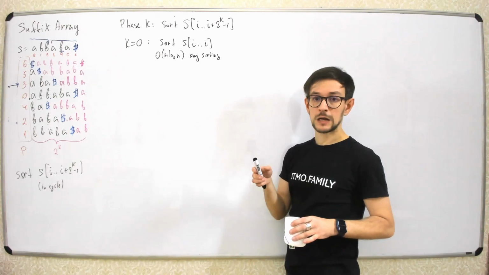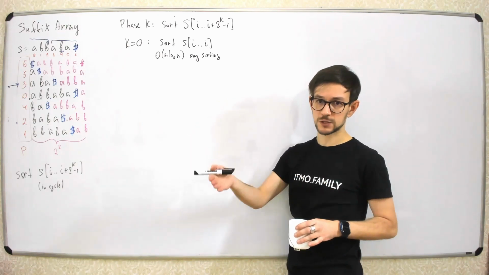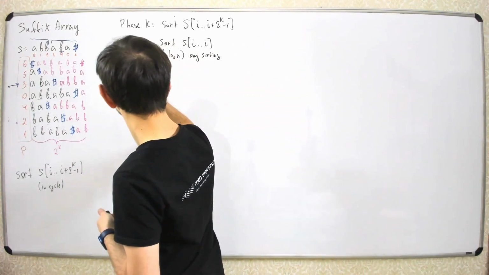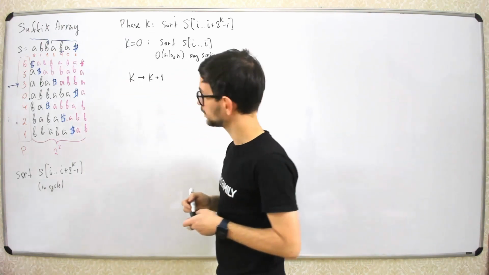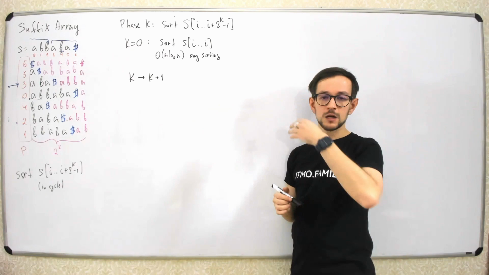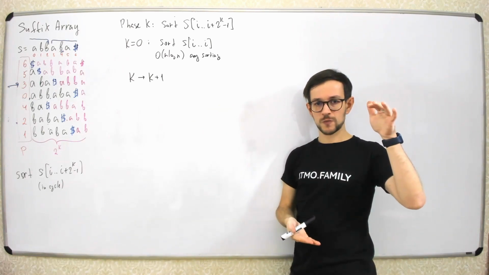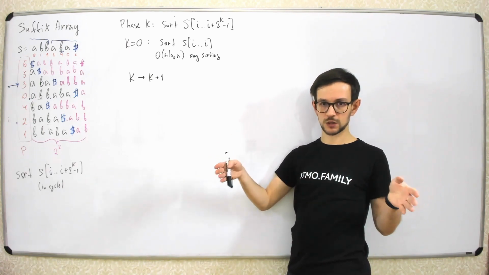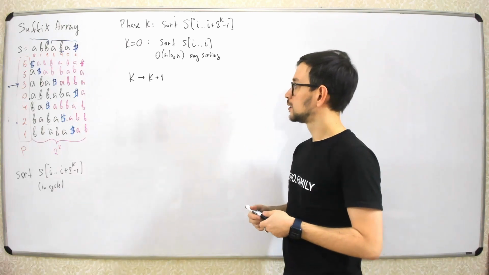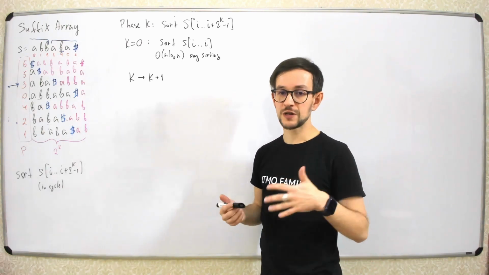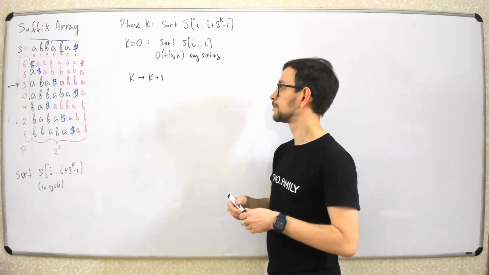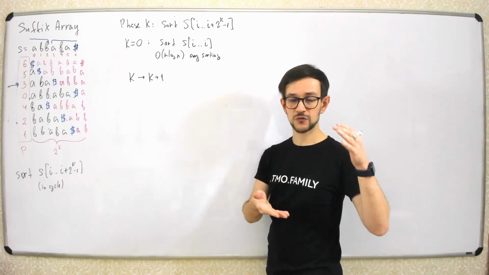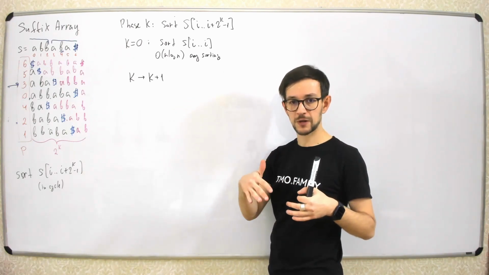Now I will make a transition from k to k plus 1. So in the phase k, I have sorted strings of length 2 in power of k. On the next phase, I need to sort all the strings of length 2 in power k plus 1. How to sort them? I will just use a sorting algorithm. But to implement the sorting algorithm, I first need a comparator. I need to compare two strings of length 2 in power k plus 1.